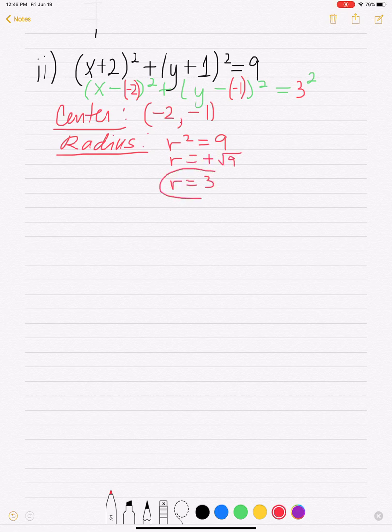Or you can see quite clearly, right? You got 3 to the second power, so the r is 3. So notice that for the center, (-2, -1) is opposite in sign of this +2 and this +1, right? They're always opposite in sign with the equation of a circle. All right, so let's graph this.